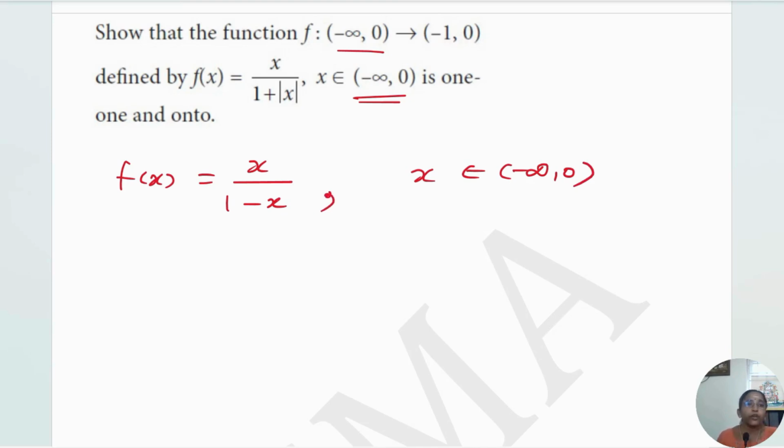So now check for your 1 to 1 and onto. First go with 1 to 1. So f(x1) = f(x2), we have to prove. So x1/(1 - x1) = x2/(1 - x2). So do your cross multiplication.